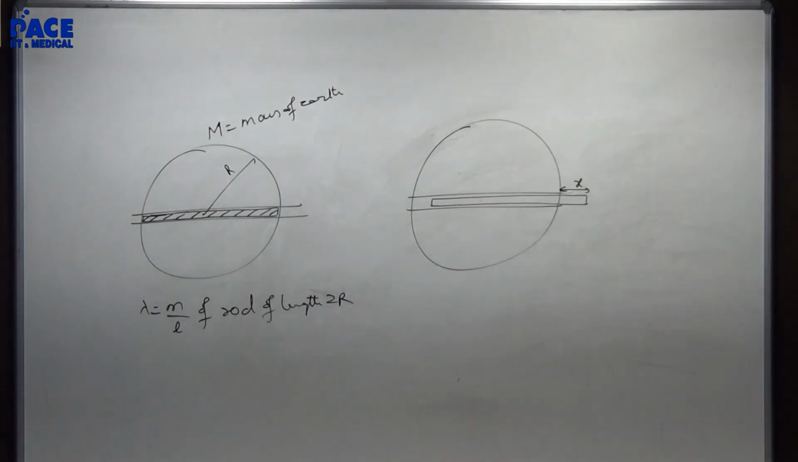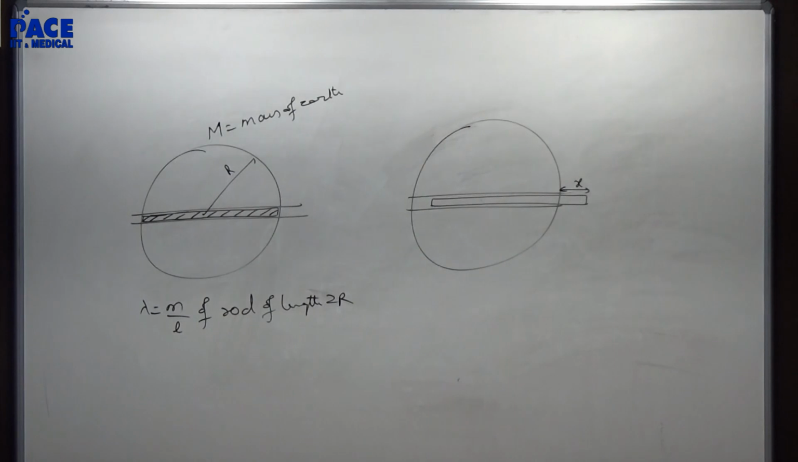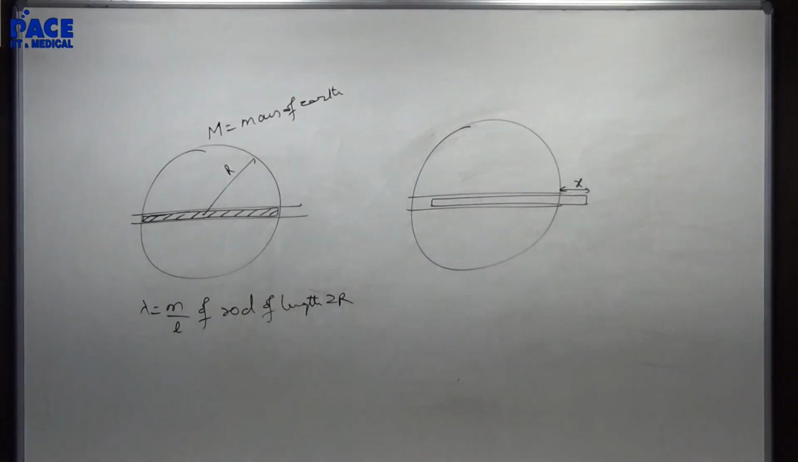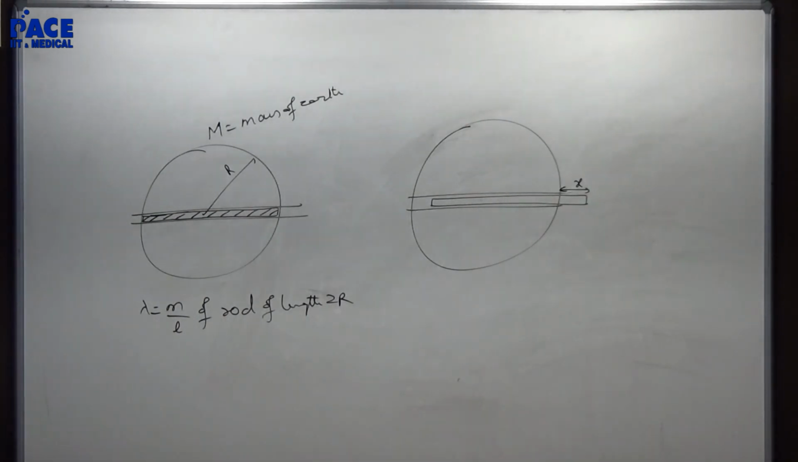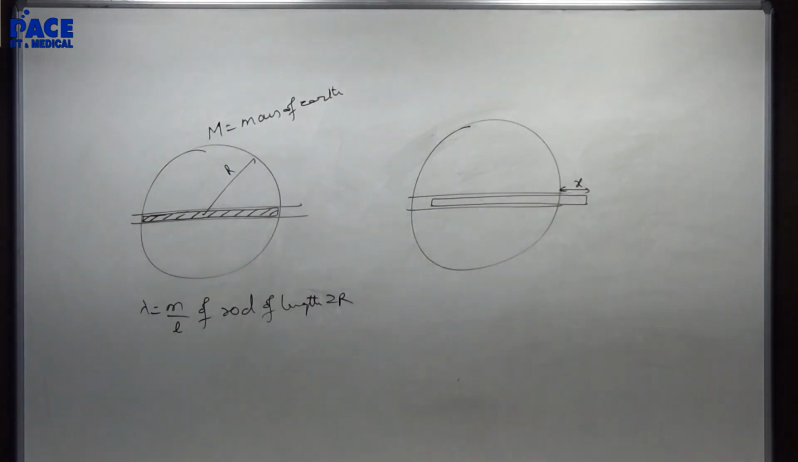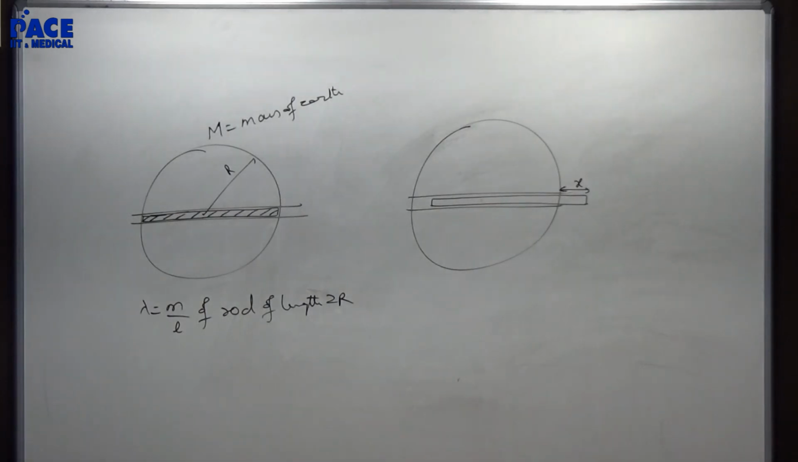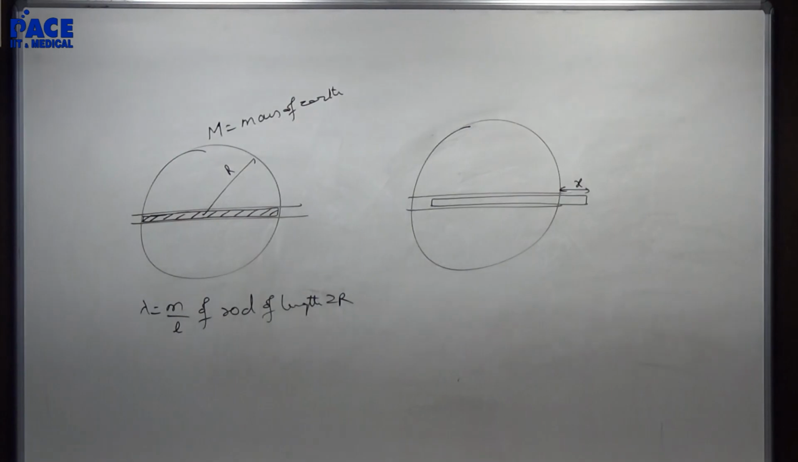Sir, 2 pi into under root r cube by GM. R cube by GM. Wait, I don't remember the answer. I will solve it. Wait. Lambda will also come in the answer.